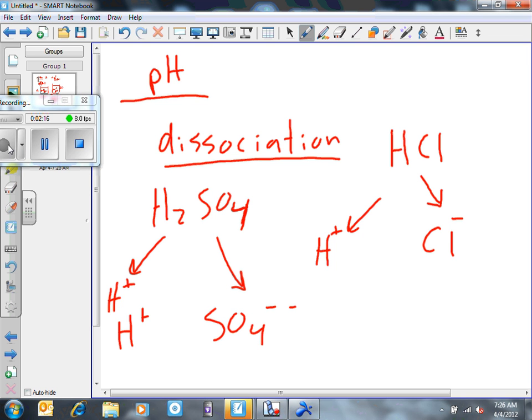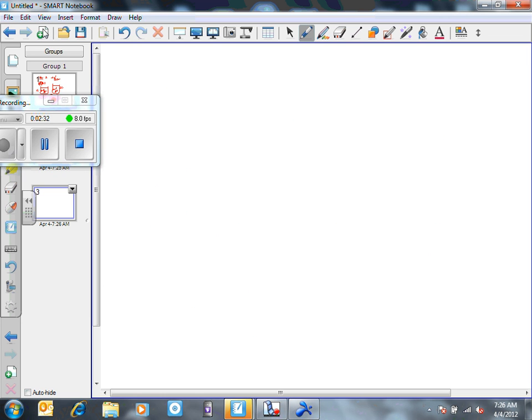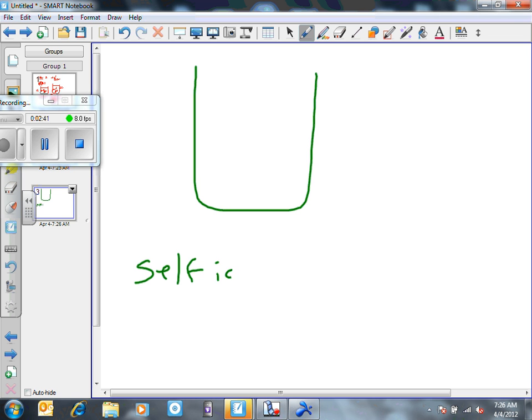This is what we'll be talking about. Another kind of term for the same action is called ionization. As you can see, there are ions being formed during this dissociation process. So this is either called dissociation or ionization. One thing very interesting about water is it has what we call self-ionization. And that self-ionization occurs constantly.